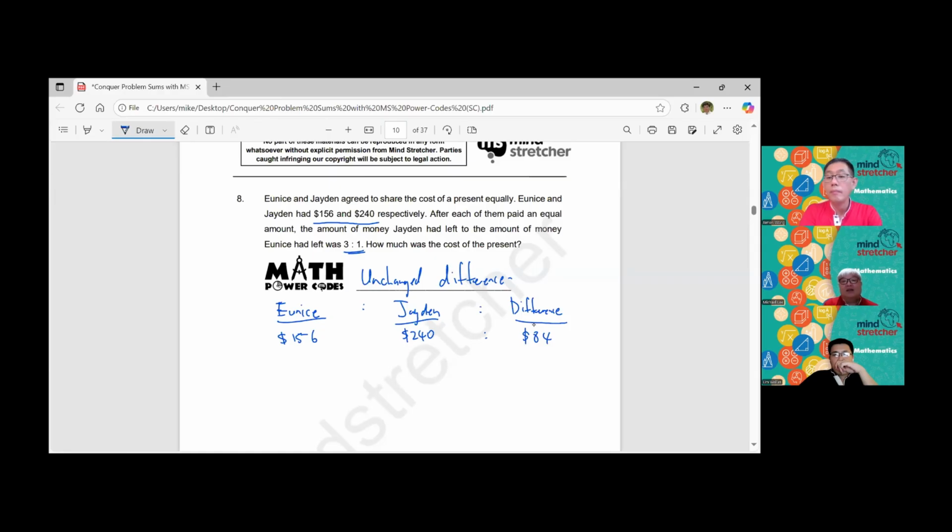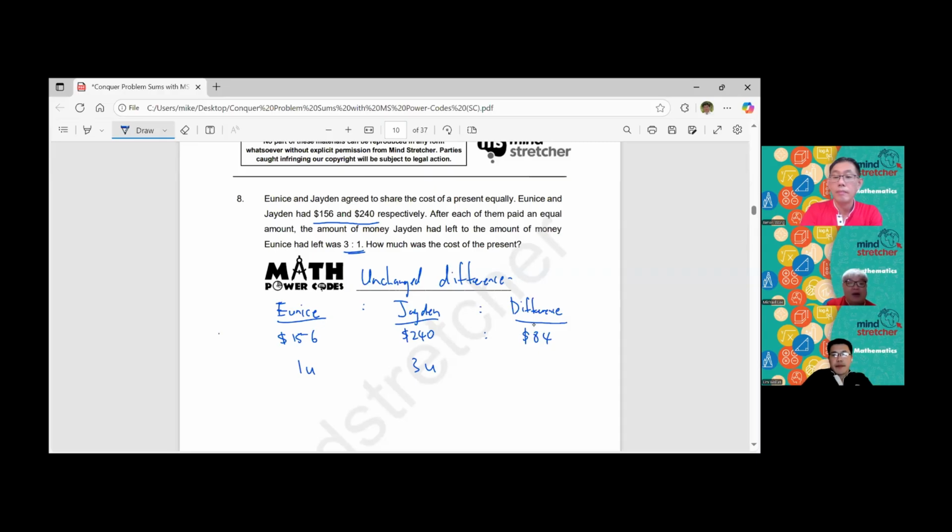So each of them paid an equal amount of money. That means if Eunice and Jaden both spend the same amount, the difference will always be 84. It will not change. So after they spend the money on the present, the ratio Jaden has to Eunice has is 3:1. That means Eunice is left with 1 unit and Jaden with 3 units.